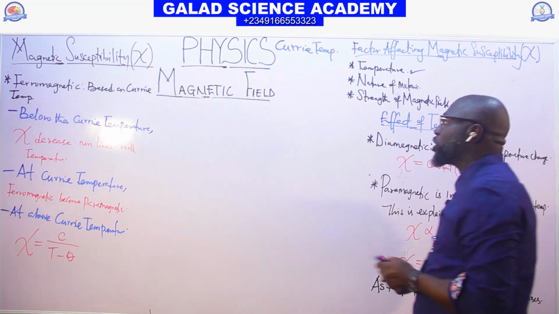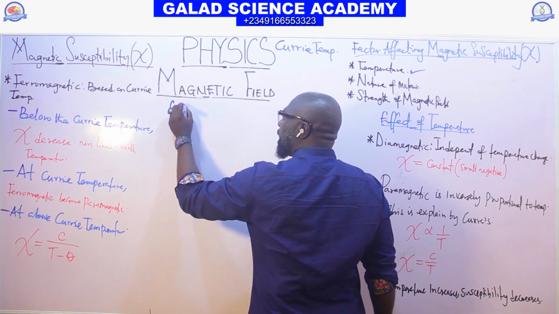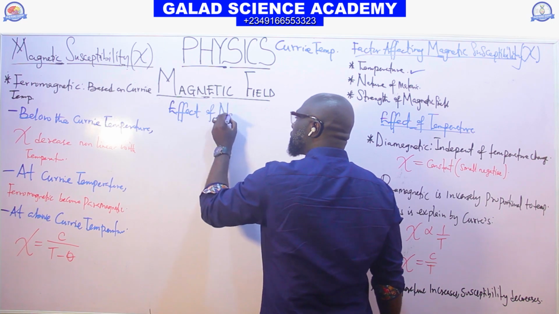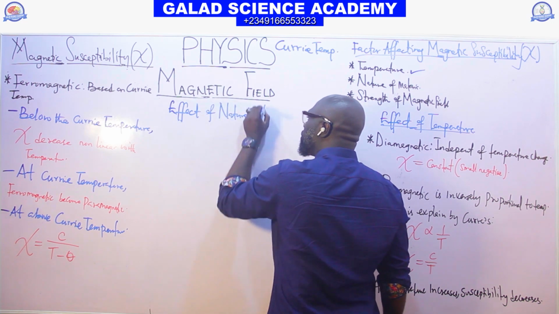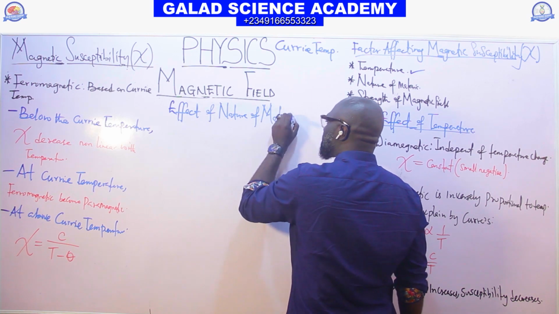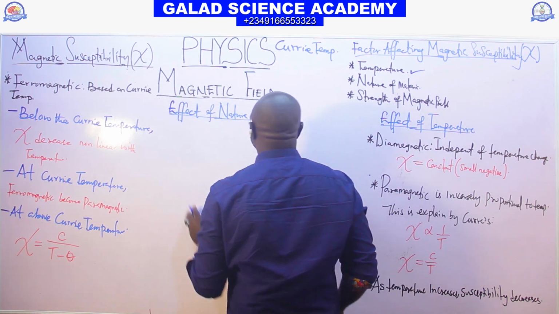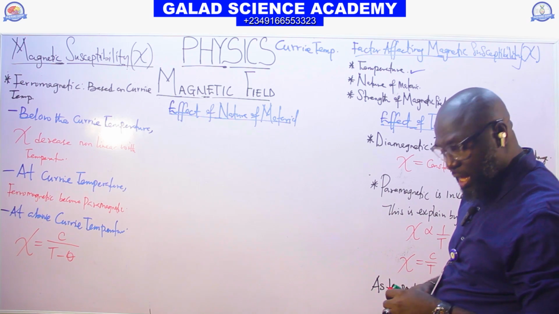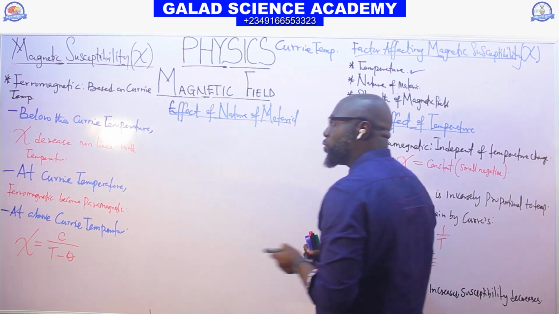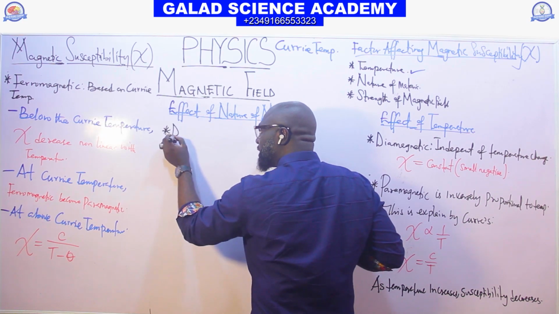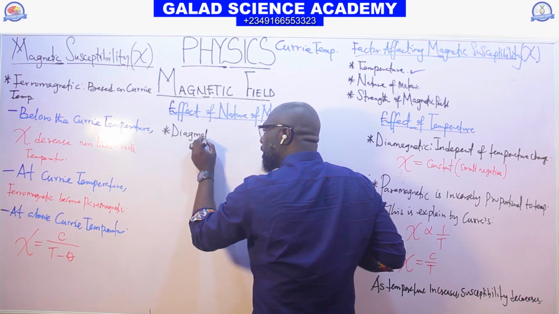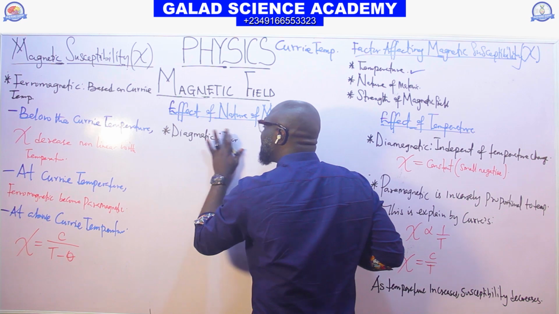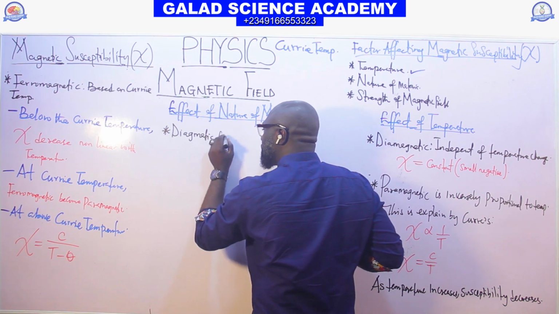The next one is the nature of material. Let us look at the effect of nature of material on magnetic susceptibility. The magnetic susceptibility groups materials into three parts. The first one we have is diamagnetic material, or diamagnetic elements.